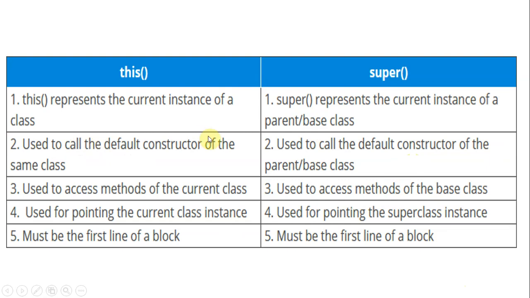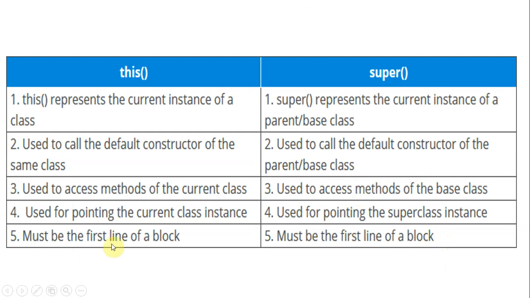Use this to call the default constructor of the same class. Use super to call the default constructor of the parent class. Use super to access the methods of a base class. Use it for pointing to the superclass instance; it must be in the first line of a block. Okay, so that is what happens with super.